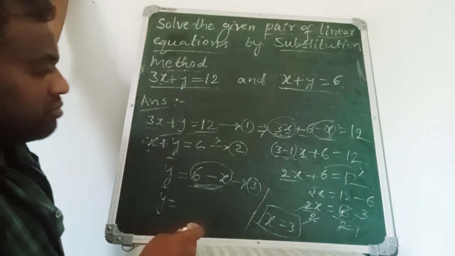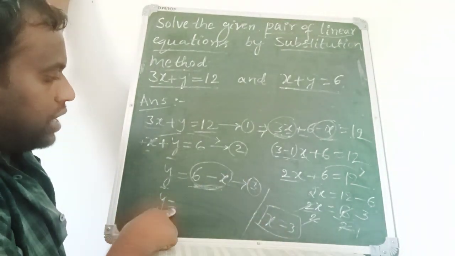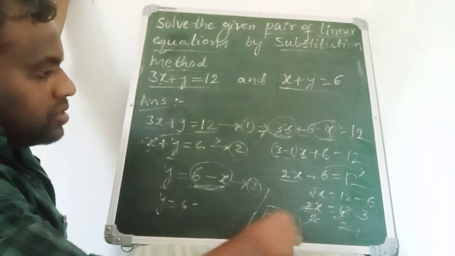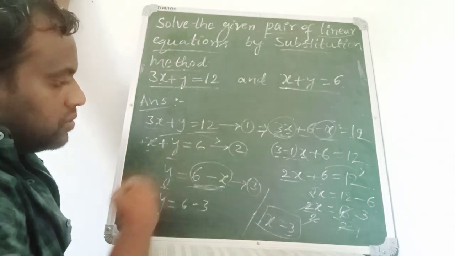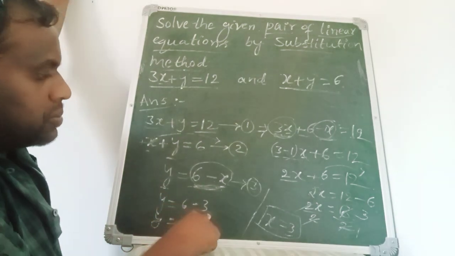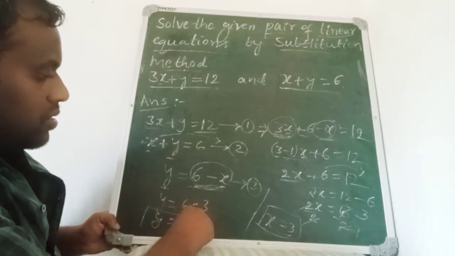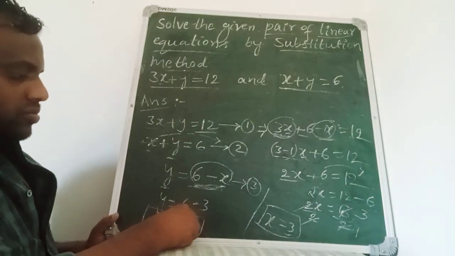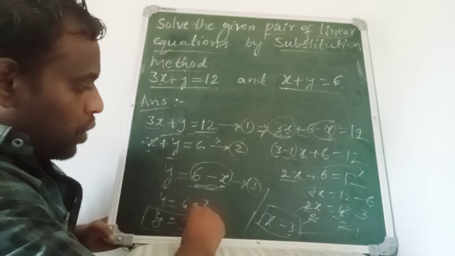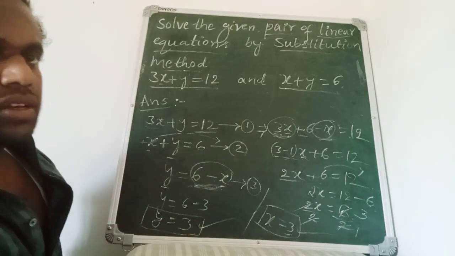So what is the next step? We have to substitute this x value. So y is equal to this 6, this minus. So what is x? 3. Okay. Next step 4. So y is equal to 6 minus 3, which is how much? 3. So we got the answer. So the answer is x is equal to 3, y is equal to 3. So this and this are the answers.